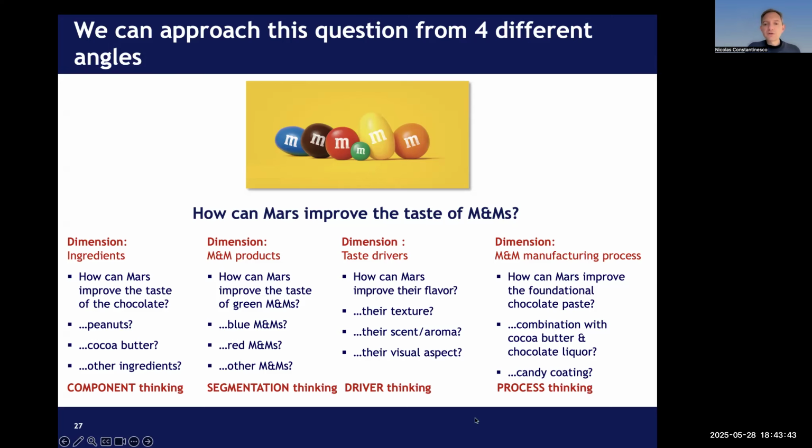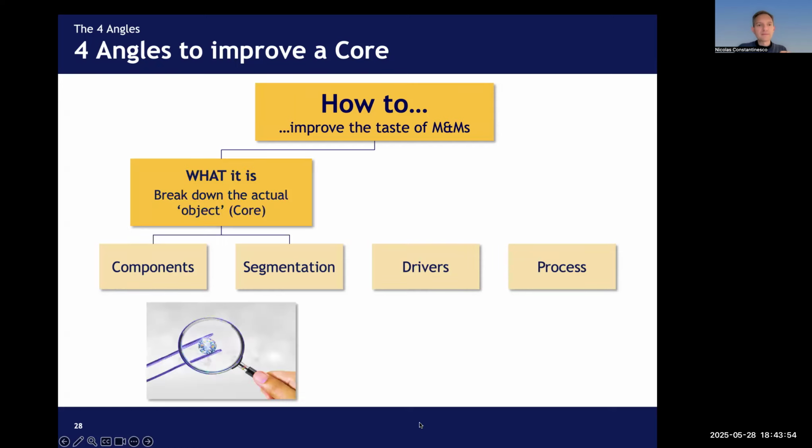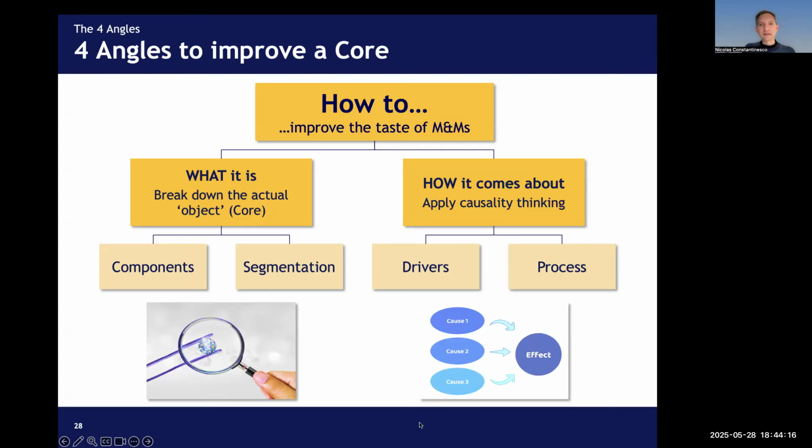Okay, so just to put a little bit more structure to this: component, segmentation, drivers, process. The components and the segmentation are really focusing on the what. So, on the M&M itself, what is it that makes the M&M? We're breaking down the M&M or the population of M&Ms. But the drivers and the process are a different kind of thinking. This is more like the how this thing comes about. So it's more about causality thinking. Yeah? So these are the four angles.